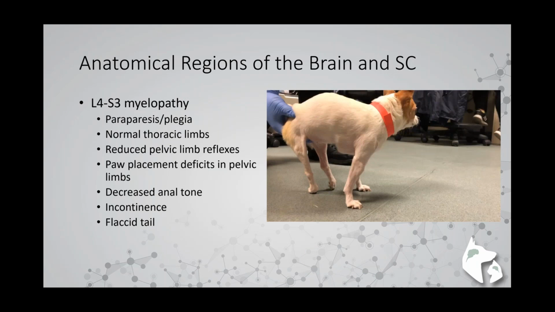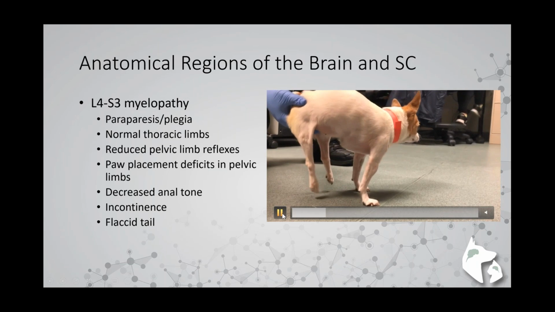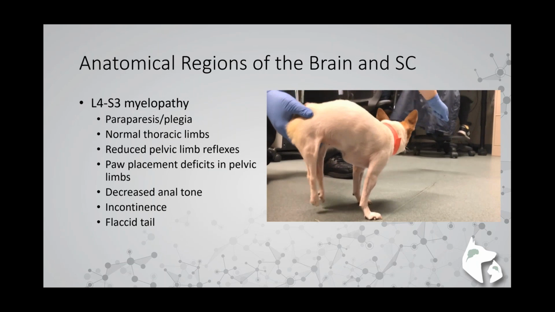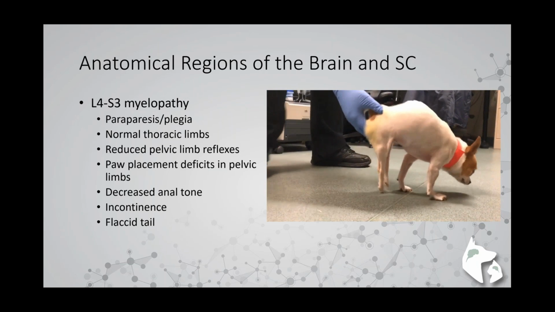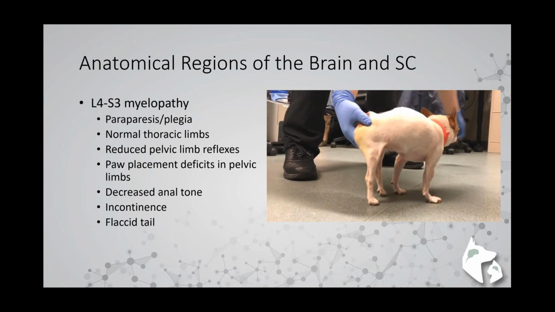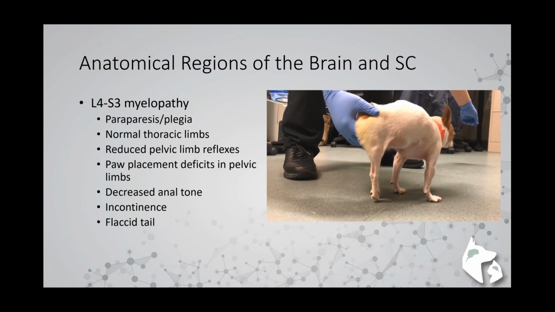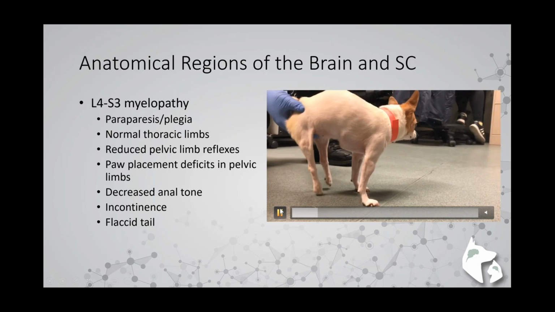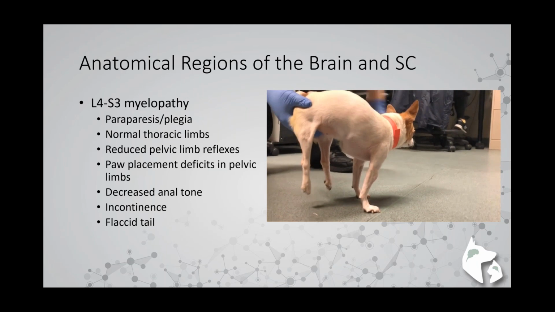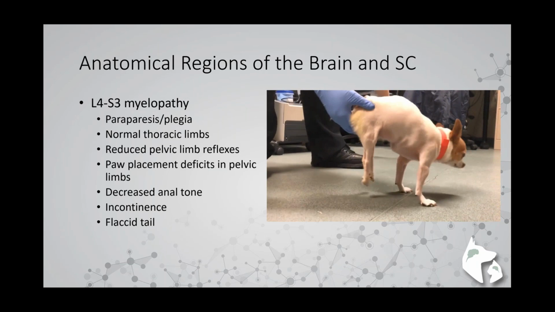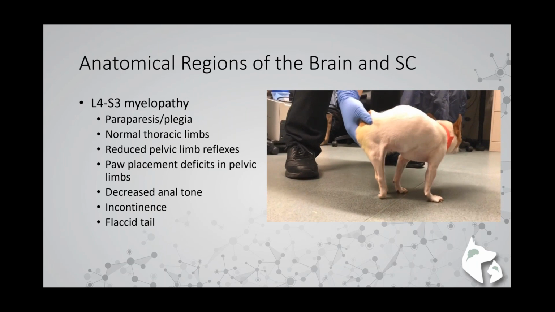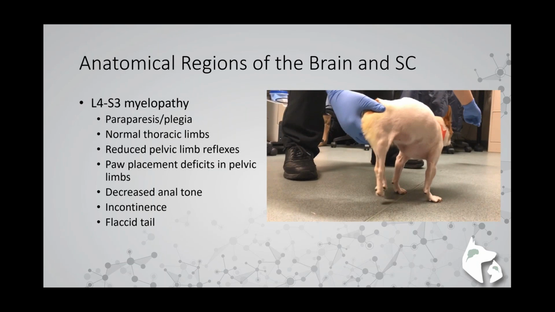Finally, a good little video of what an L4-S3 myelopathy looks like. So this dog is truly plegic, not able to move the back legs at all. Again, you'll expect your front legs to be normal in these patients, normal reflexes, normal paw placements, but you're not going to get good patellars or withdrawals in the back legs, which is the case for this patient. This patient also had pretty poor anal tone, which can happen if it extends backwards to the S3 regions.